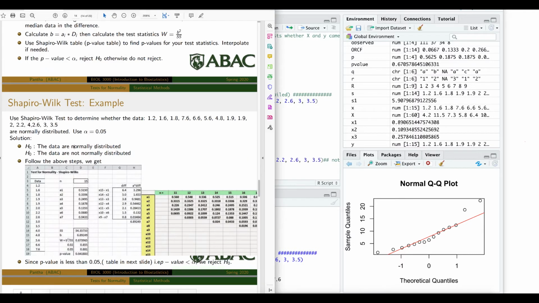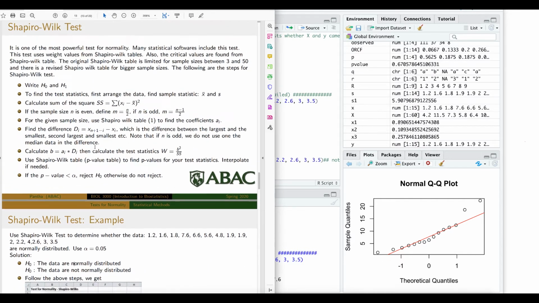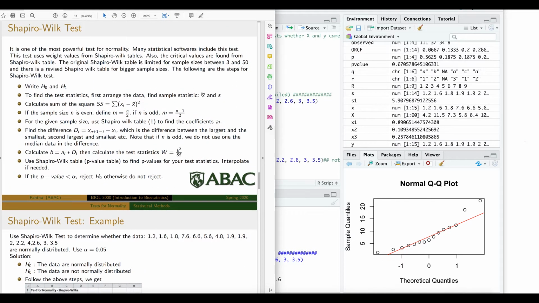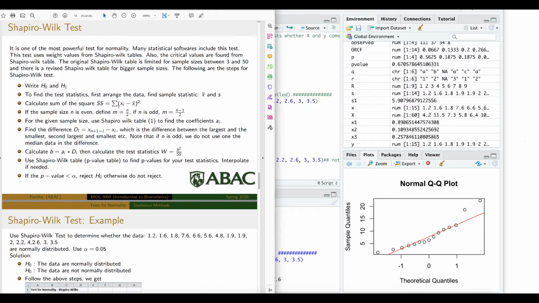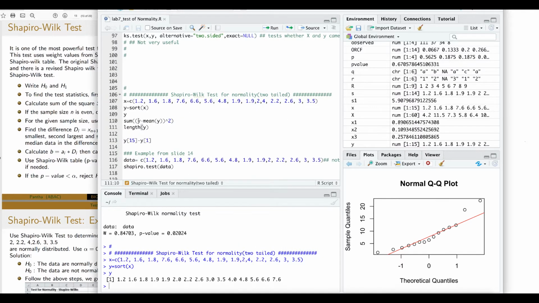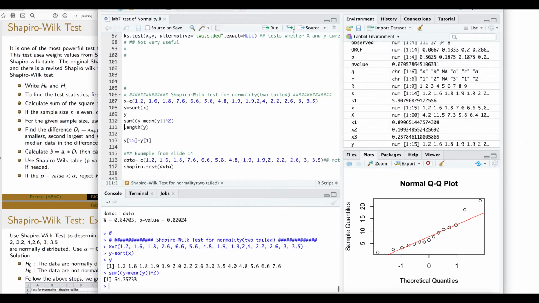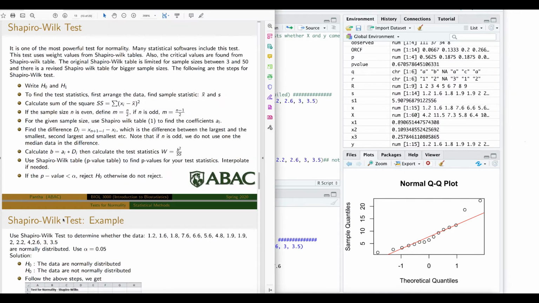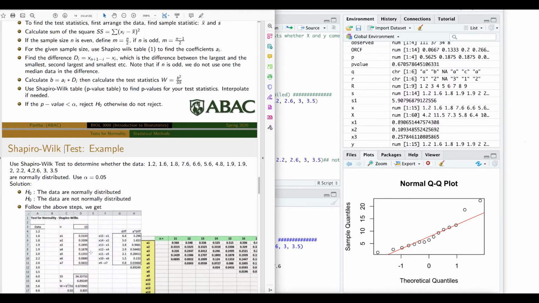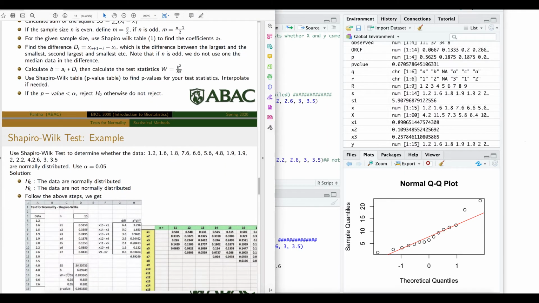So next, after you sort and find X bar and S, we will need that X bar and S. I'm using it directly here. That X bar is used to find the sum of squares. How do I find the sum of squares? You take xi, the data, minus the mean, square it, and then add them. Okay, see what I did? Sum of y minus mean of y squared. If I do that, what I get is 54.35. That is the sum of squares. You see that? The sum of squares is 54.35 there.